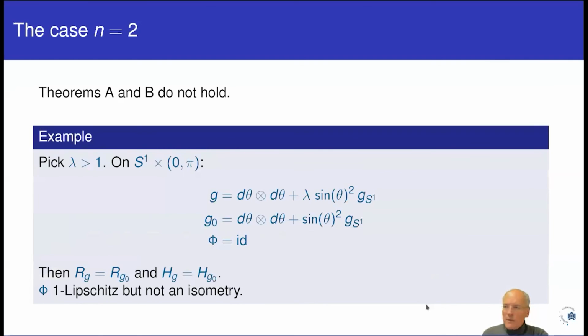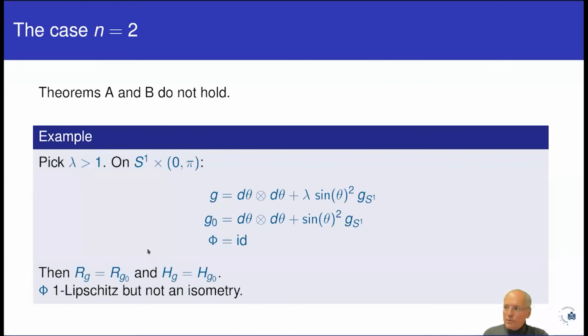Okay, and you might ask, what about the case of dimension 2? I've always assumed that the manifold is at least 3-dimensional. And in fact, in 2 dimensions, theorems A and B do not hold. And there's a very simple counterexample, namely pick some constant lambda larger than 1. And now on S^1 times the interval (0, pi), look at 2 metrics. One is the standard metric of the punctured sphere. And the other one is the same thing, except that you add this additional factor lambda in front of the sine factor. And the map that I'm taking is just the identity map.